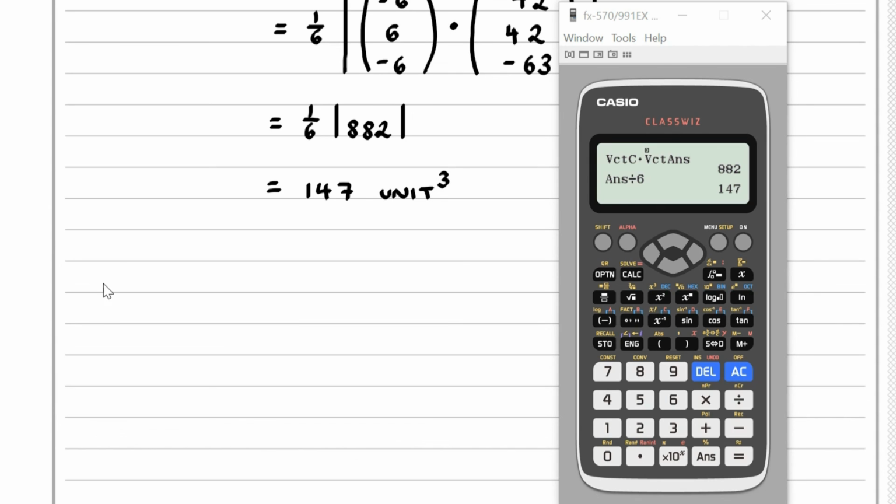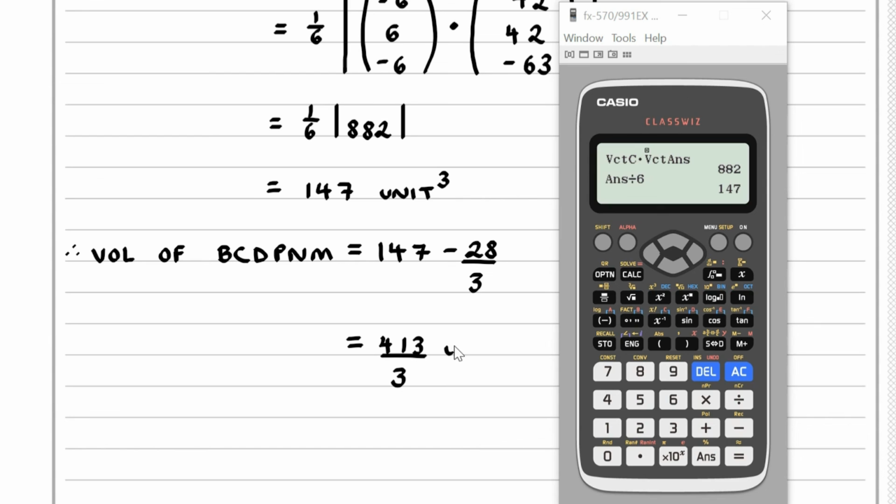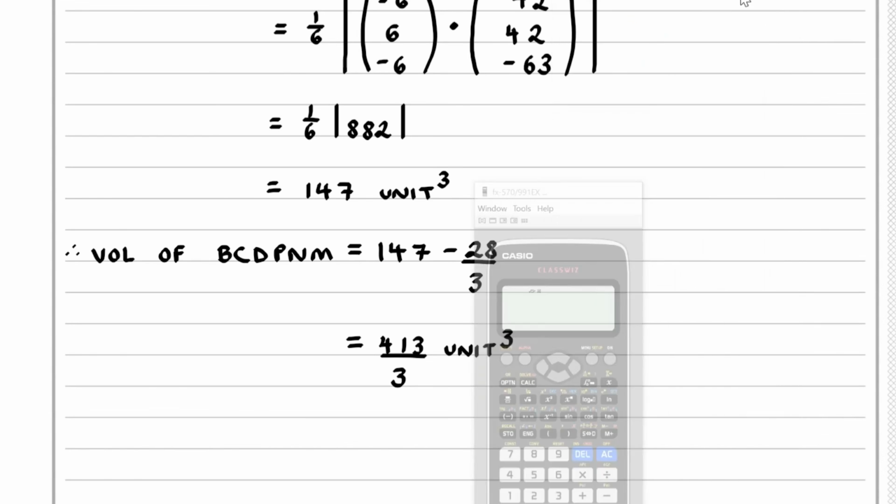and therefore the volume of BCDPNM, we've got 147 subtract 28/3, which is 413/3 units cubed. And that's exactly what we wanted to work out.